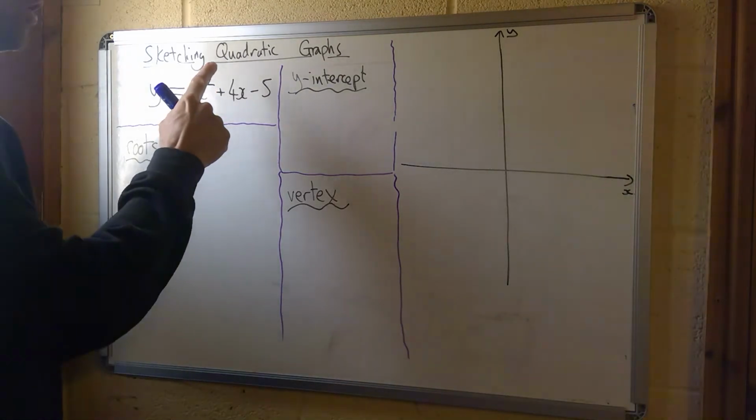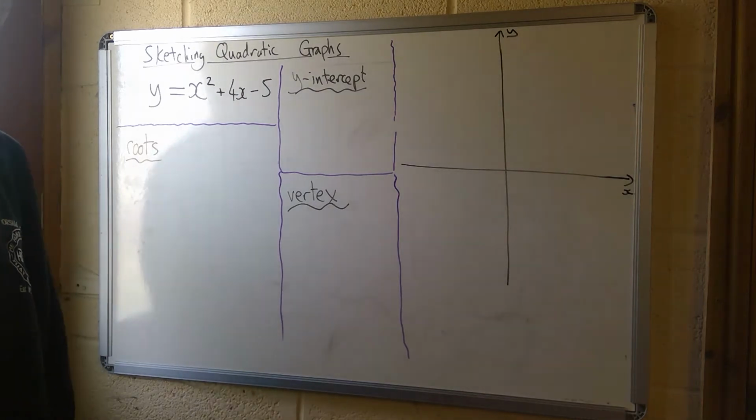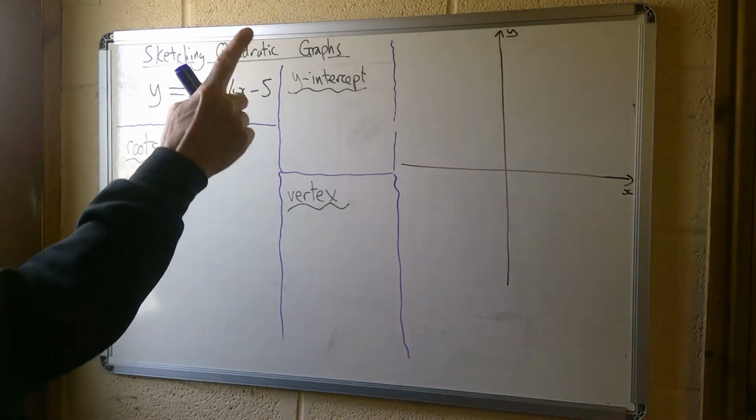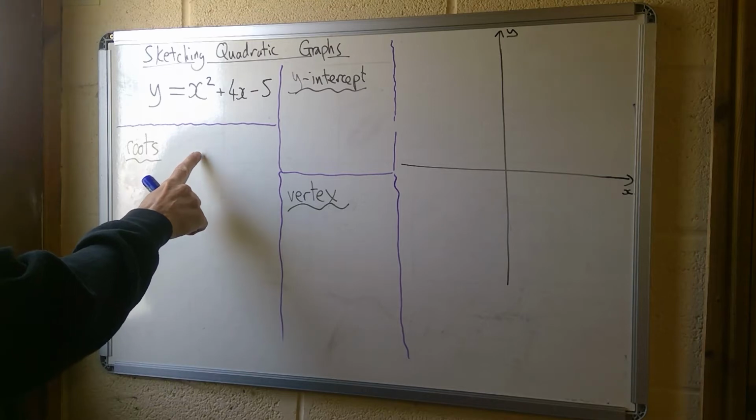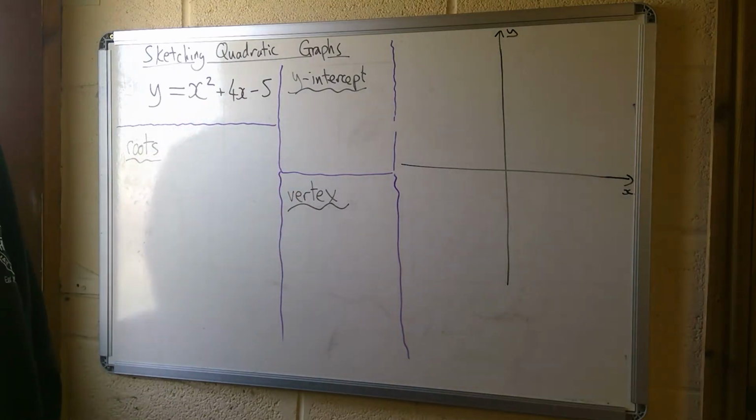Okay, today we're going to be sketching some quadratic graphs. There's quite a lot of background knowledge needed to do this. We need to know how to solve a quadratic by factorization. We need to know how to complete the square and then plot a quadratic graph.